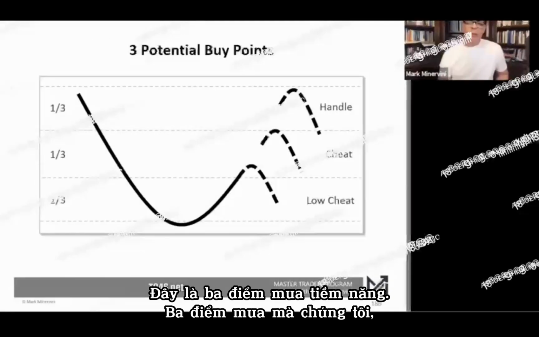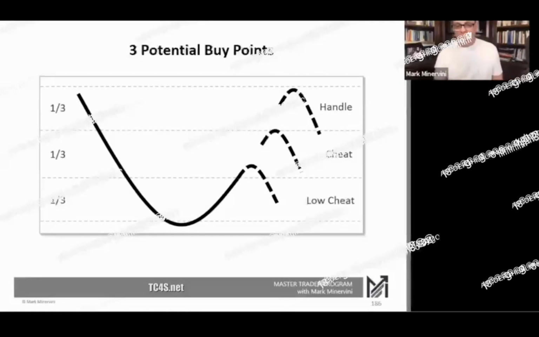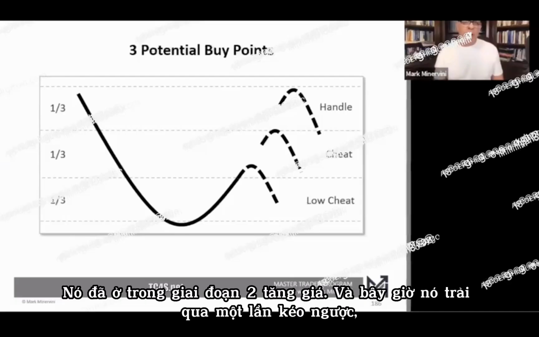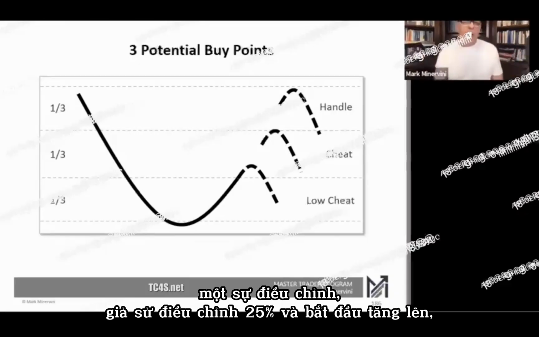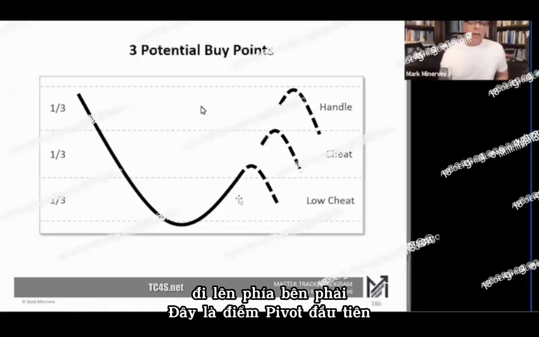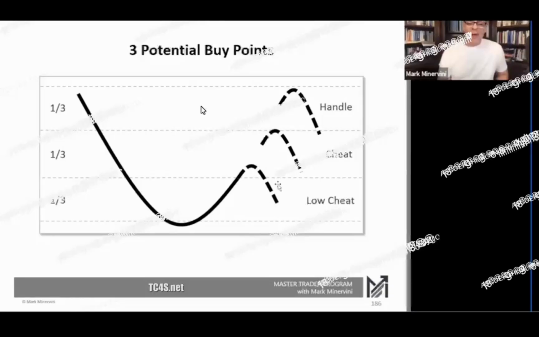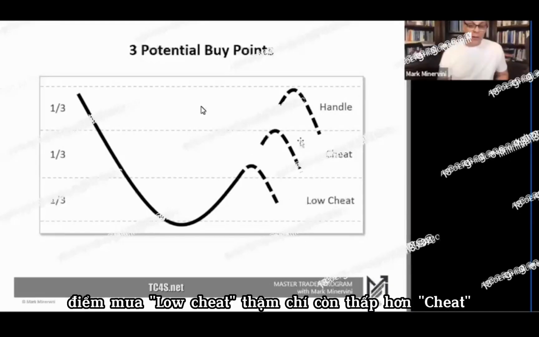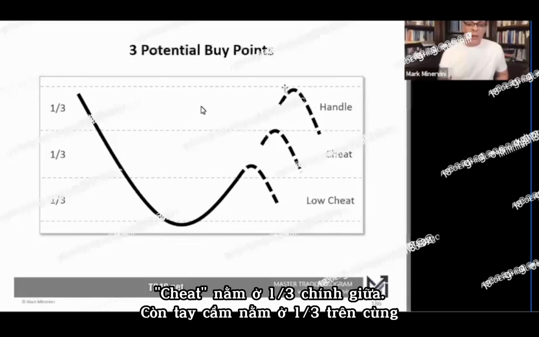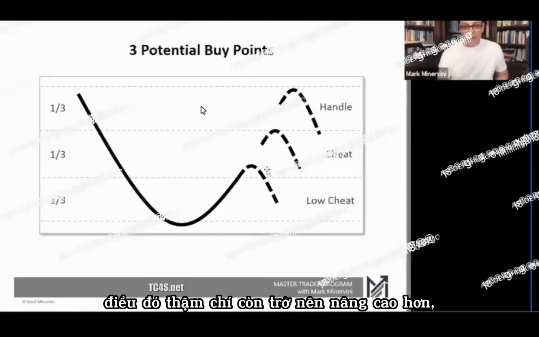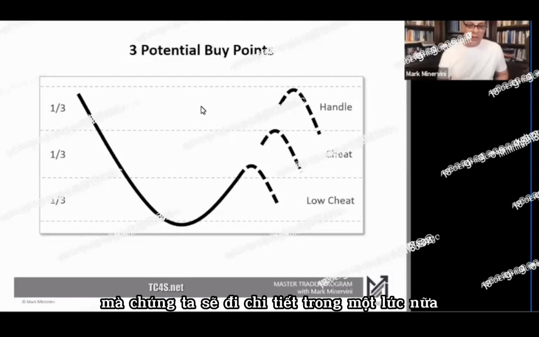So here are the three potential buy points, or the three buy points that we will try to get on in an emerging stock. So the stock's in an uptrend already, right? It's already in a stage 2 uptrend, and now it goes through a pullback, a correction. Let's say it pulls back 25%, starts running up, coming up the right side. Well, that first pivot point, which we call the handle, and I haven't even shown you the low cheat yet, but that's next. So the low cheat is actually even lower than the cheat. The cheat is in the middle third, the handle's in the upper third, and the low cheat is around the bottom third. And that gets even more expert, which we're going to get to in just a second here.